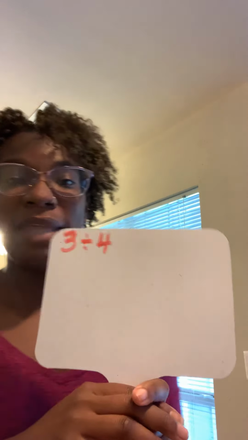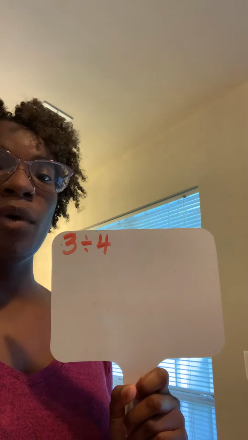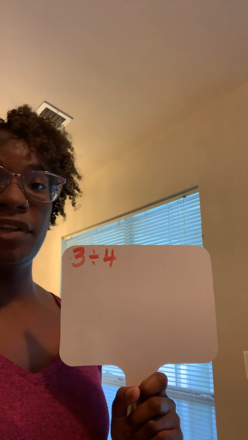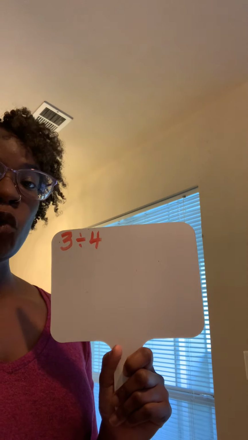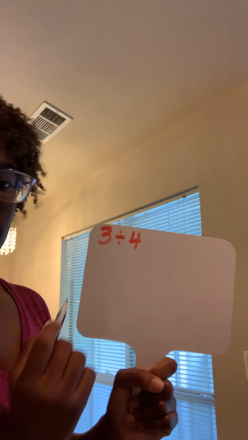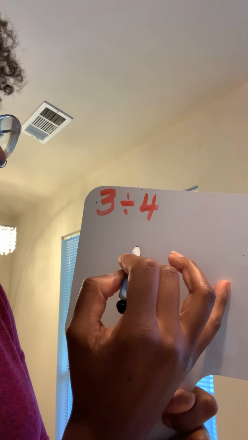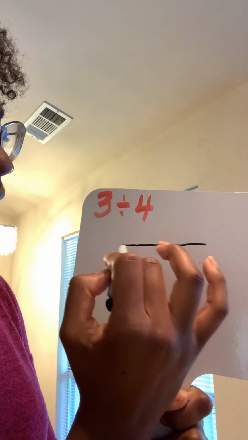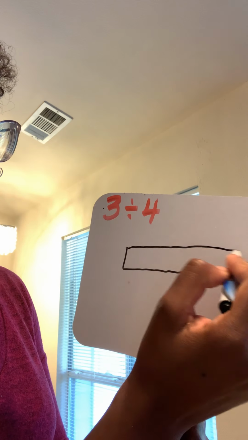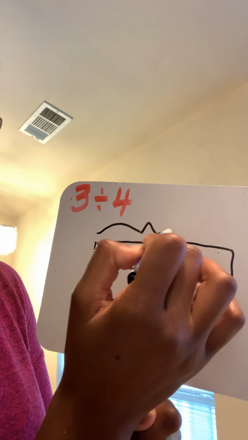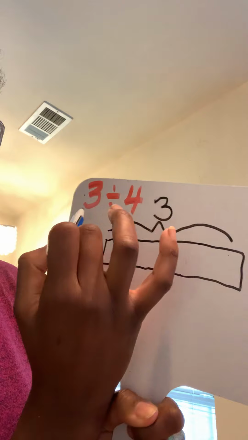Okay, the first problem that we are going to work out together is 3 divided by 4. Our first step, if you remember, is to draw your tape diagram with units. All right? So we know that 3 is the number that is being divided. So this is going to represent our big piece of tape for our diagram. Okay, so this whole piece of tape is going to represent 3.